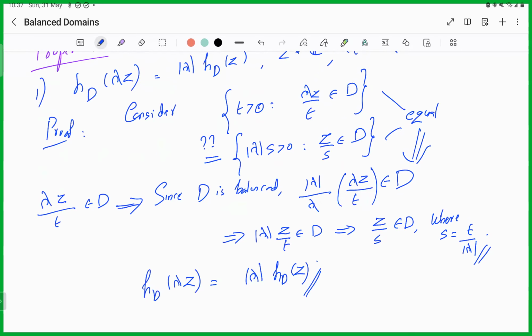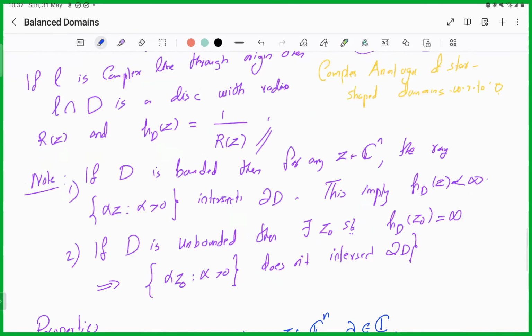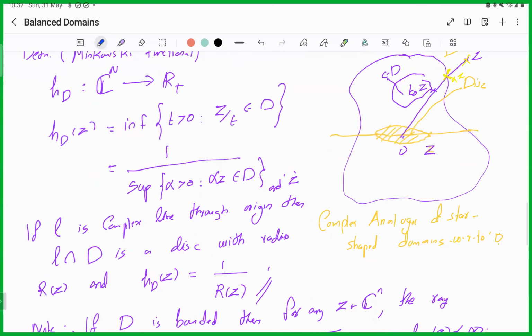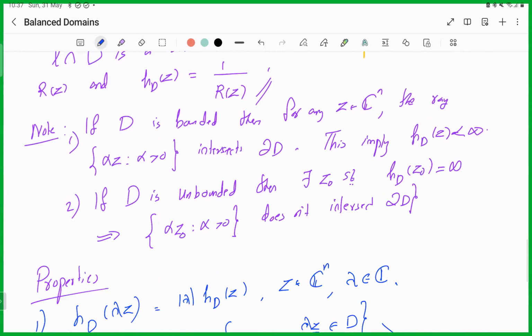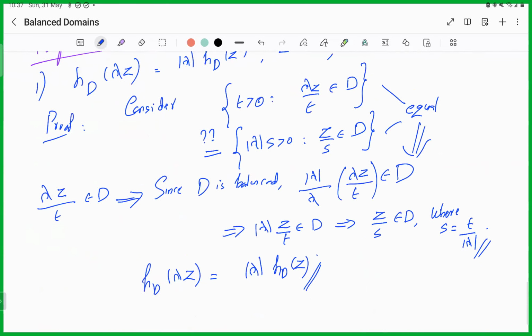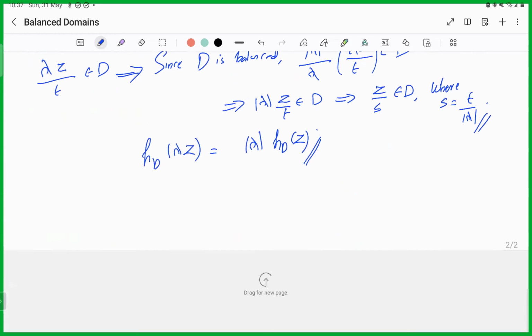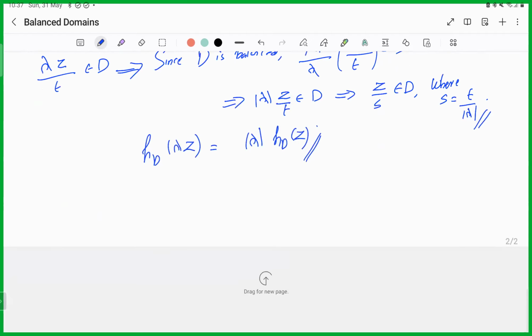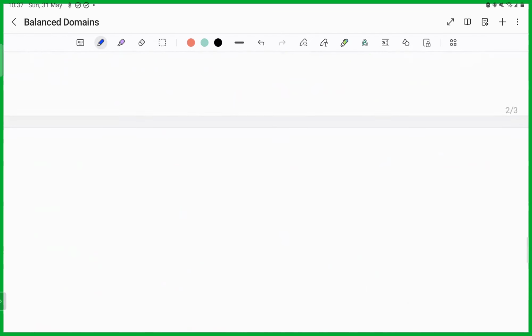One thing to observe is that for this definition, okay, no problem. This is one property. Next we go to the second property. The second property will determine the relationship between balancedness and the Minkowski function. What is the relationship?